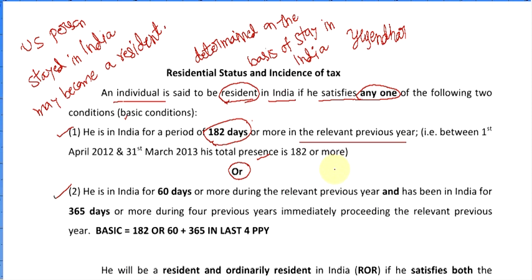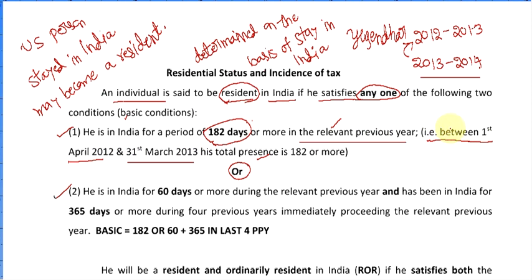What is the relevant previous year now? Our financial year is 2013-2014. Before this, 2012-2013. Please remember, it always runs from April 1st to March 31st. So our relevant previous year is 1st April 2012 to 31st March 2013. If his total stay during these two points is more than 182 days, he becomes a resident. Am I right? Yes, very good.